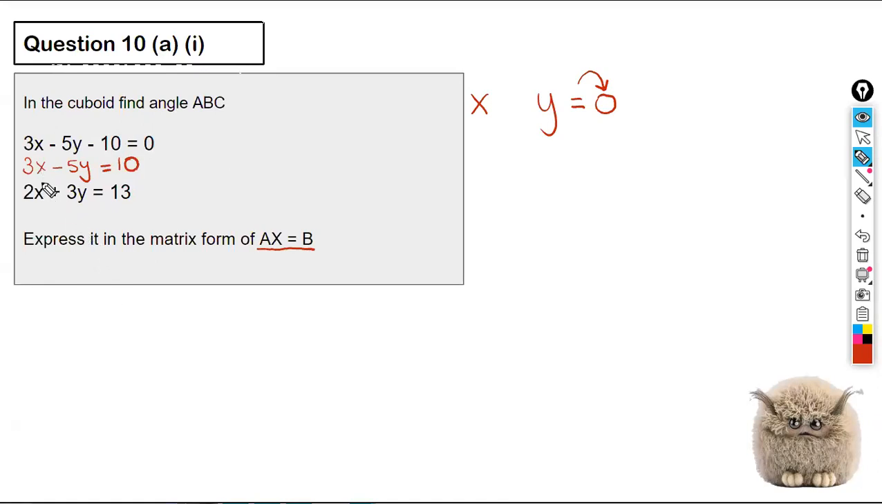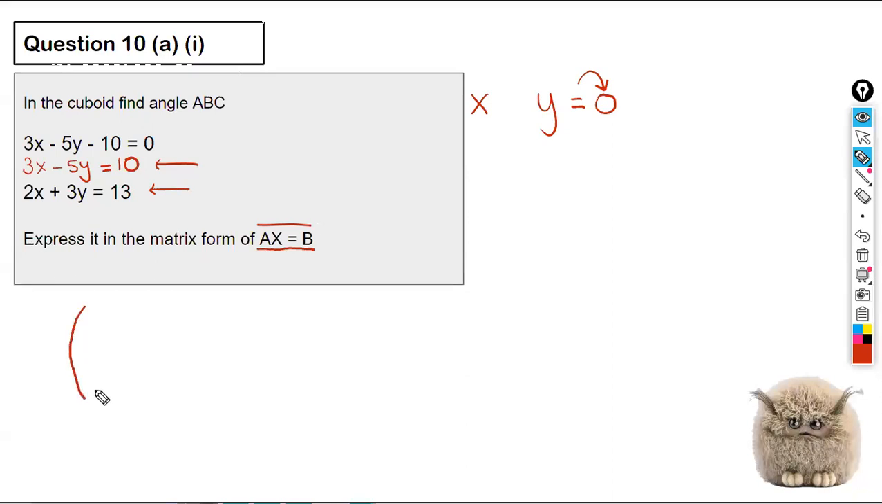Also, you have to make sure the x's come first in both equations, then the y, and then the constants on the other side. So right now, everything is lined up properly. And when they ask you to convert it to the form AX equals B, they do not want you to solve the simultaneous equations. What they want you to do is just take the simultaneous equations and put them in matrix form.